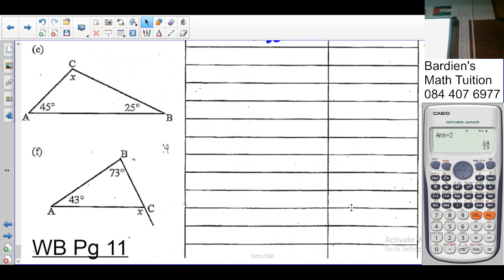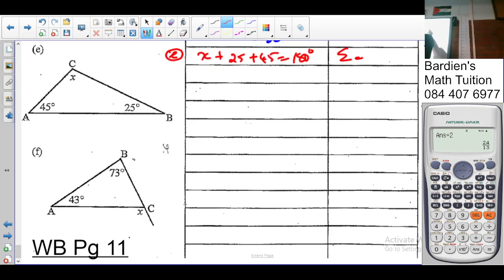Right, so we're saying for E, x plus 25 plus 45 is equal to 180. Why? Sum of angles of a triangle. It's triangle ABC. So x is equal to 180 minus 45 minus 25, which is 110. Okay? You guys okay with this? Yeah, you will understand.